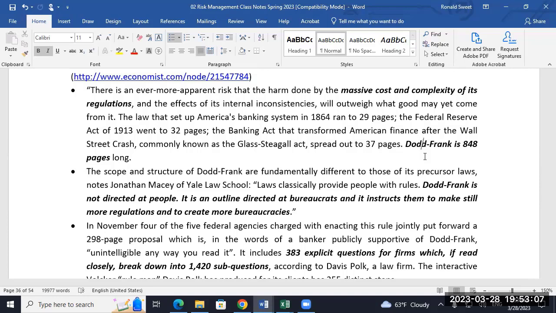Would you guess 0? I would guess 0. So who wrote these? Their staff? Their staff didn't write these. They hire consultants that write this stuff. And why is it 848 pages? Because there's a lot of copying and pasting from other laws, stuff they just have to put in there.